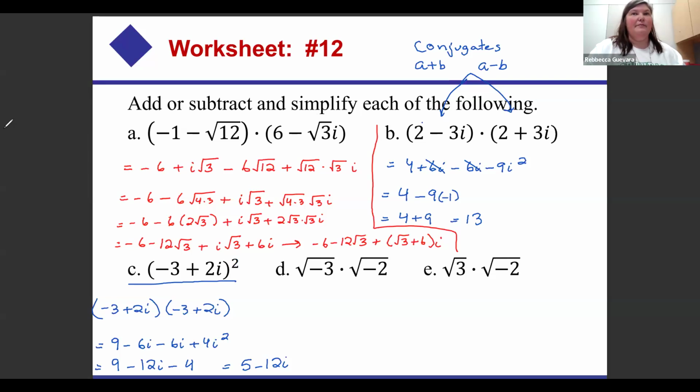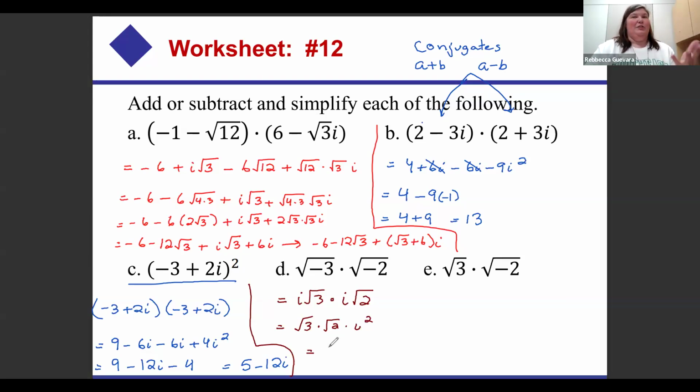Okay. Let's get a different color here so we can see this one. So this one, remember, these are going to be complex numbers. So this is actually i square root of 3. And this is i square root of 2. So when you multiply them, you get a square root of 3 times the square root of 2. And then you have an i squared.